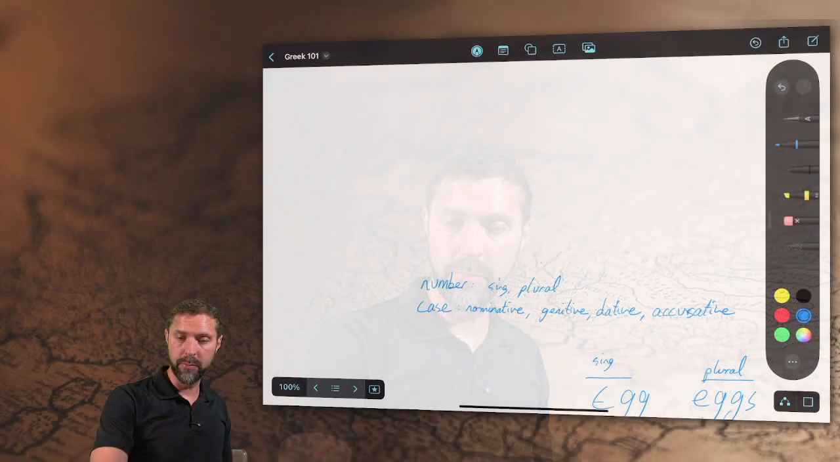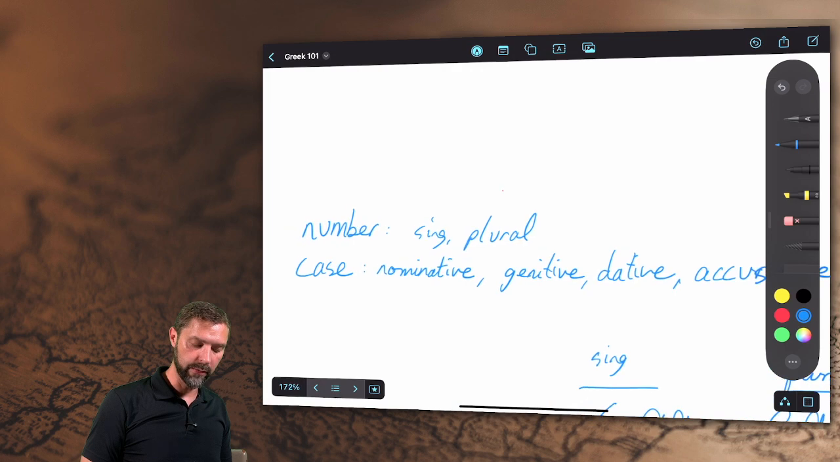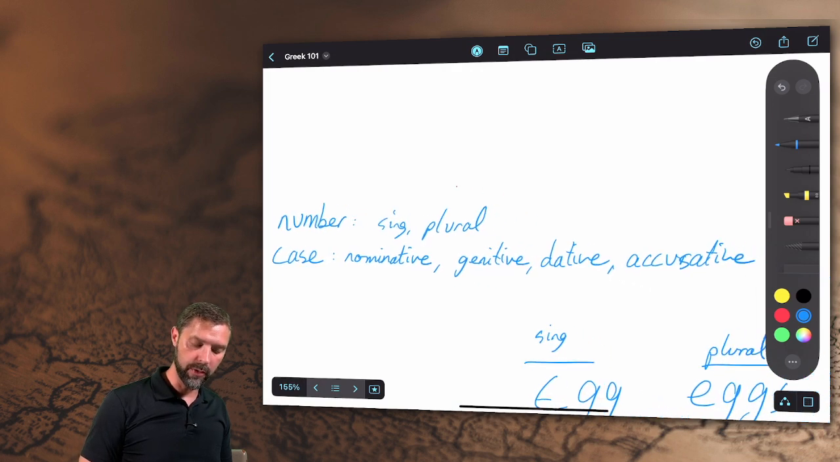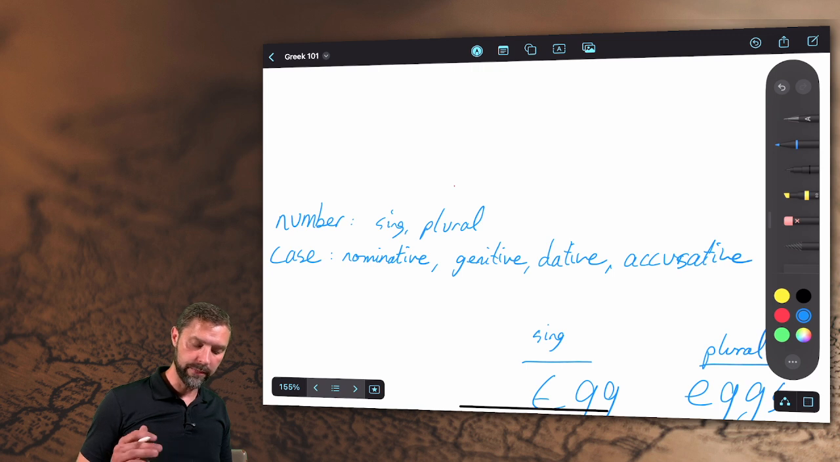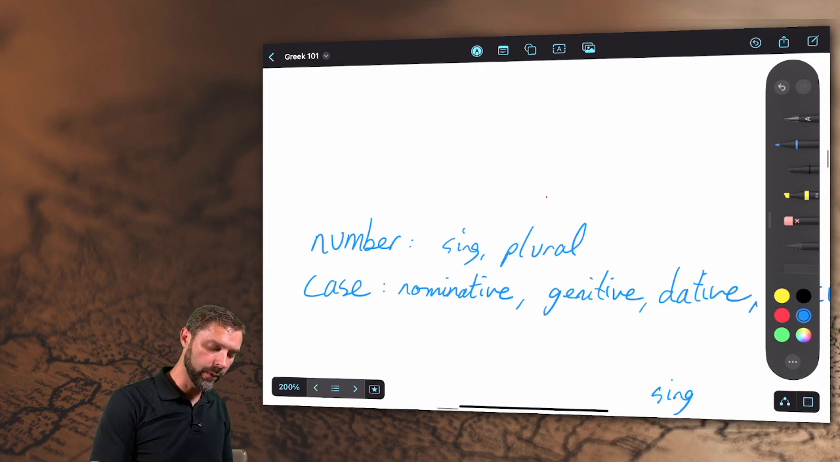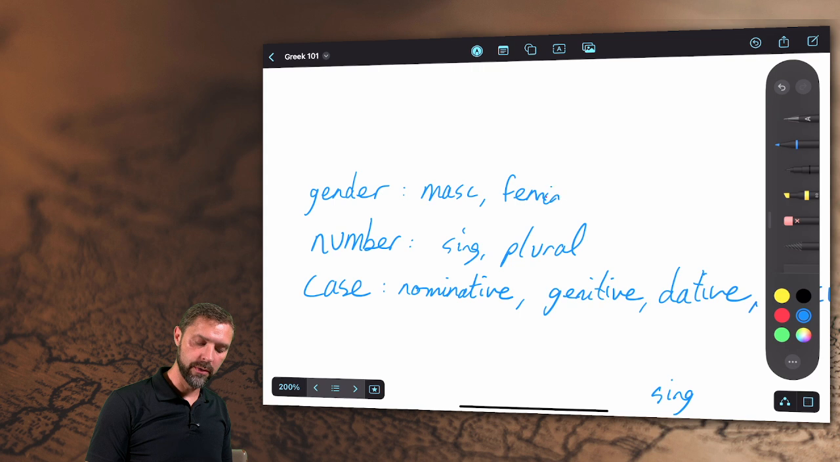Okay, putting all those together then, what I've got so far are two parameters that a noun can appear in. A noun can appear in number, so singular versus plural, or a noun can appear in multiple cases, which would be nominative, genitive, dative, or accusative. And then my final parameter is one I want to sink into for a second or two, and that's the subject of gender. Here our options are masculine, feminine, and neuter.